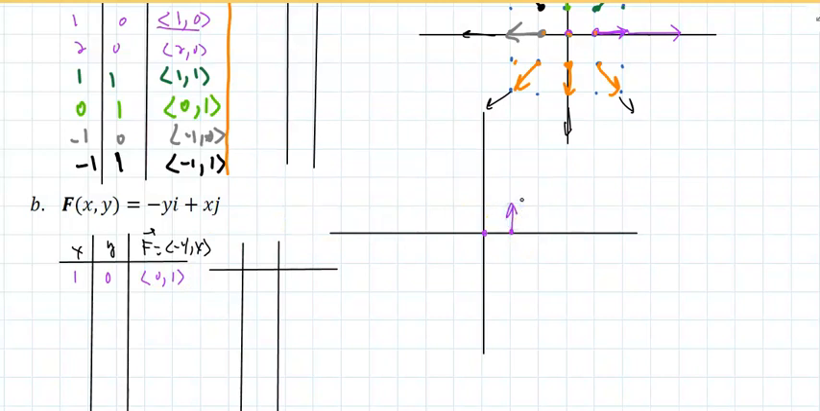Okay. What if I go to the point 1, 1? What would happen? If I move to the point 1, 1, this says negative 1, 1. How about if I run to the point 0, 1? So I'm trying to get all of these points. 0, 1, that seems to be negative 1, 0.